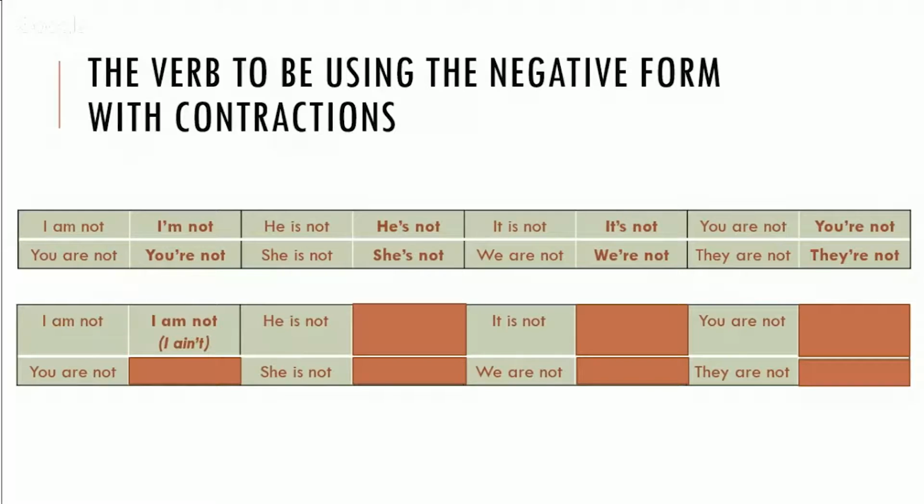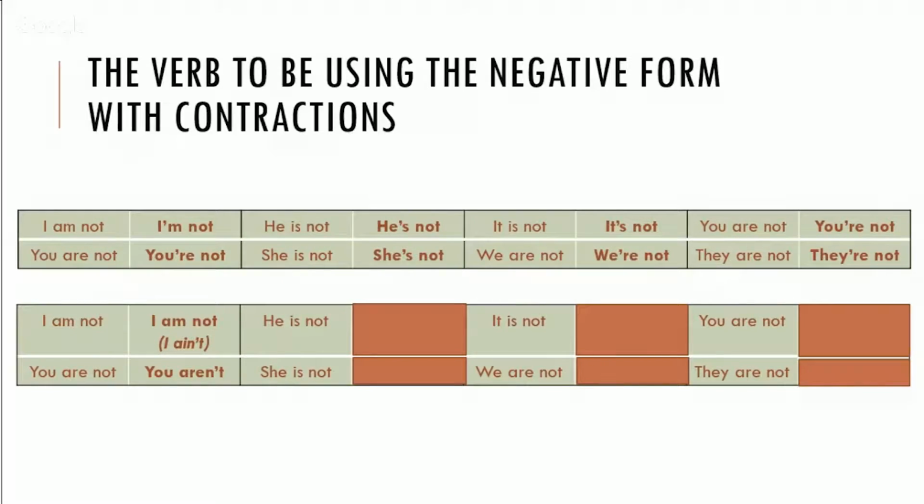Moving on to the next one, you are not. You can also do a contraction with the verb to be and not, and that will be you aren't. That's the contraction, you aren't.